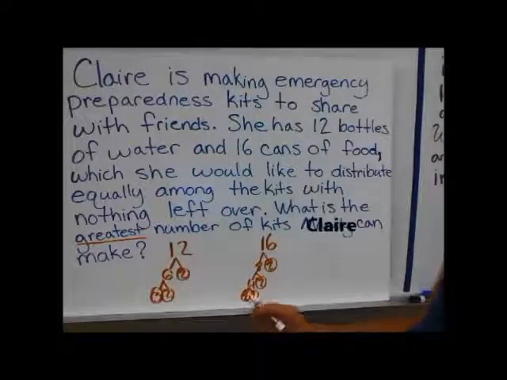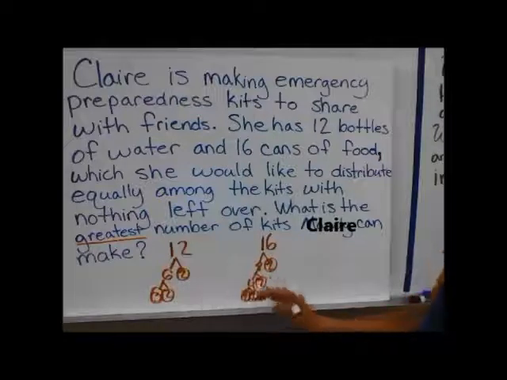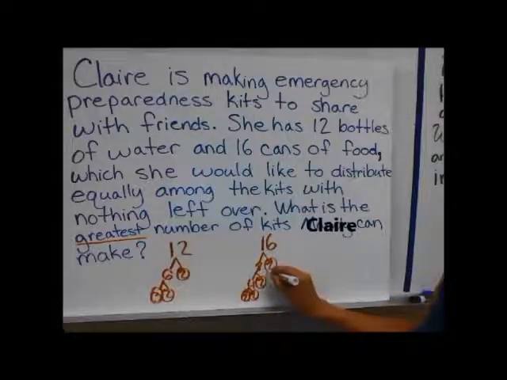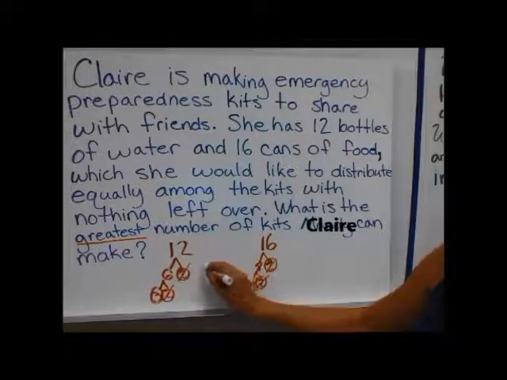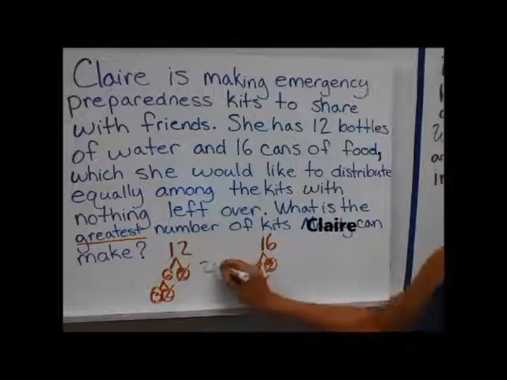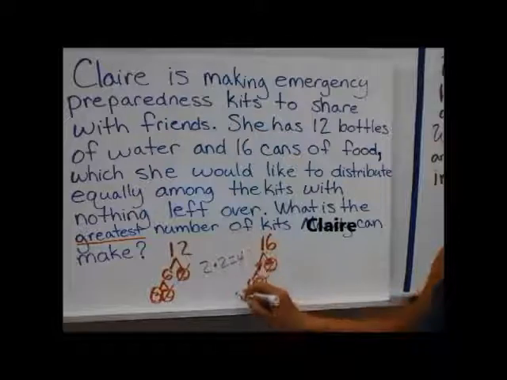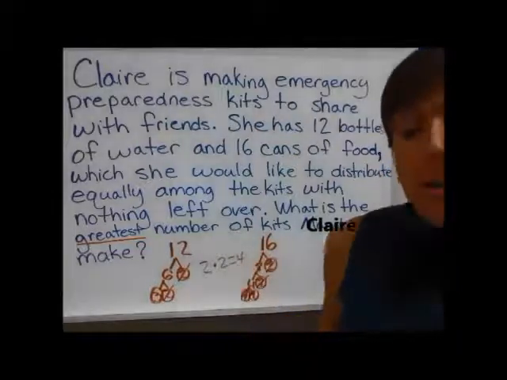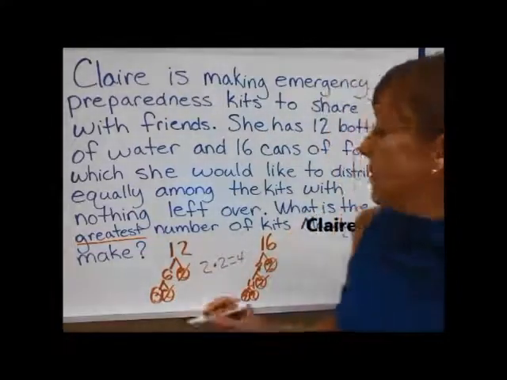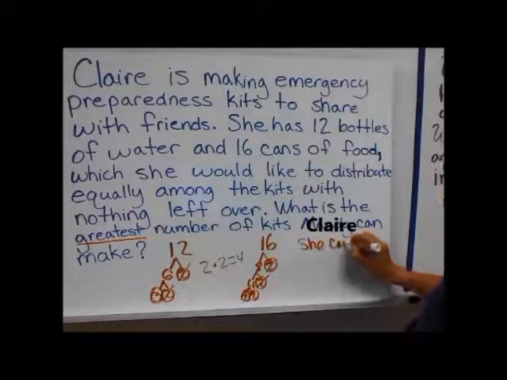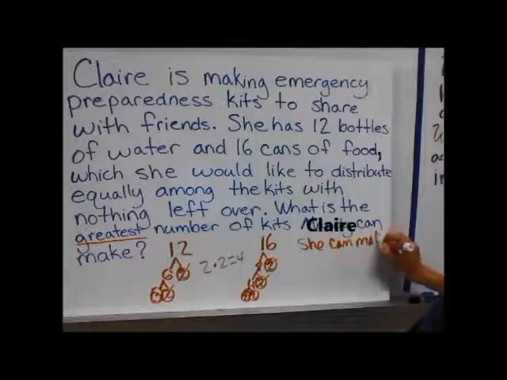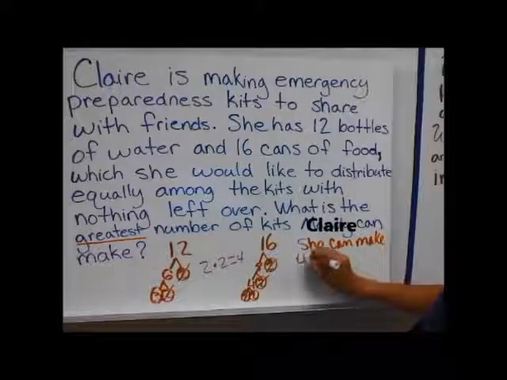Okay. So I'm looking at both of them, and I'm looking to see what they both have in common. They both have a 2 in common, and they both have another 2 in common. And I'm going to write down what they have in common one time. They have 2, and then they have another 2. 2 times 2 equals 4. So that means Claire can make 4 kits.